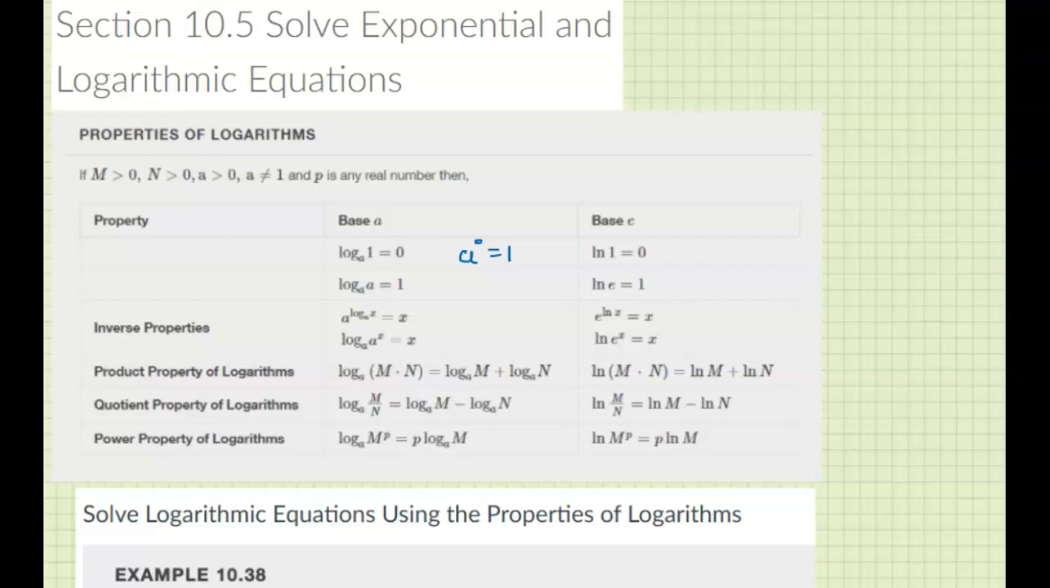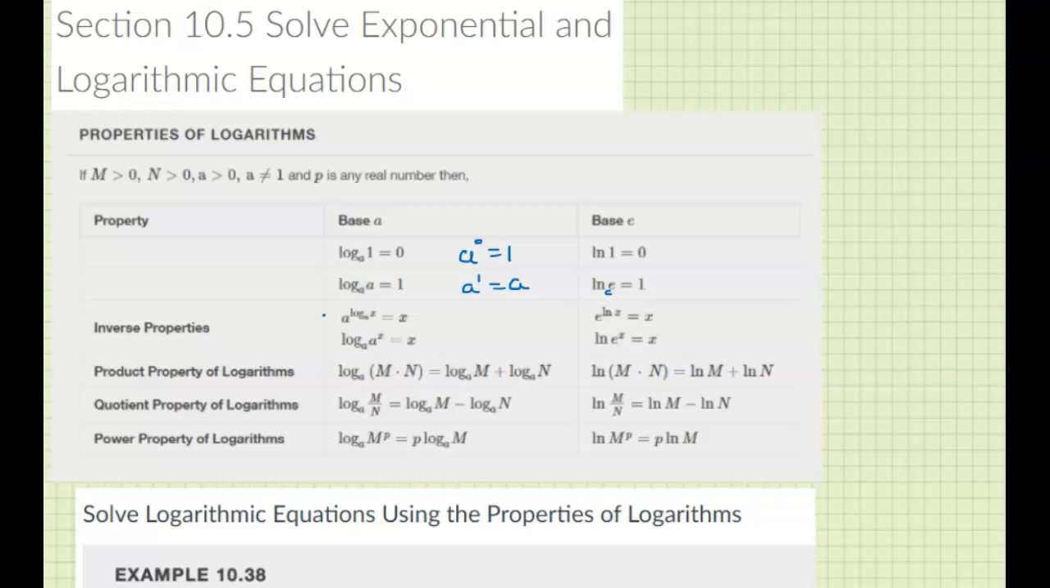The next property says that log base a of a is 1. Same with ln of e is 1 because it's base e. So if you have the same base and the same number, then you're going to get 1. Again, to make sense of it, change it to exponential form and get a to the 1 equals a. That makes sense. Anything to the power 1 is just equal to itself.